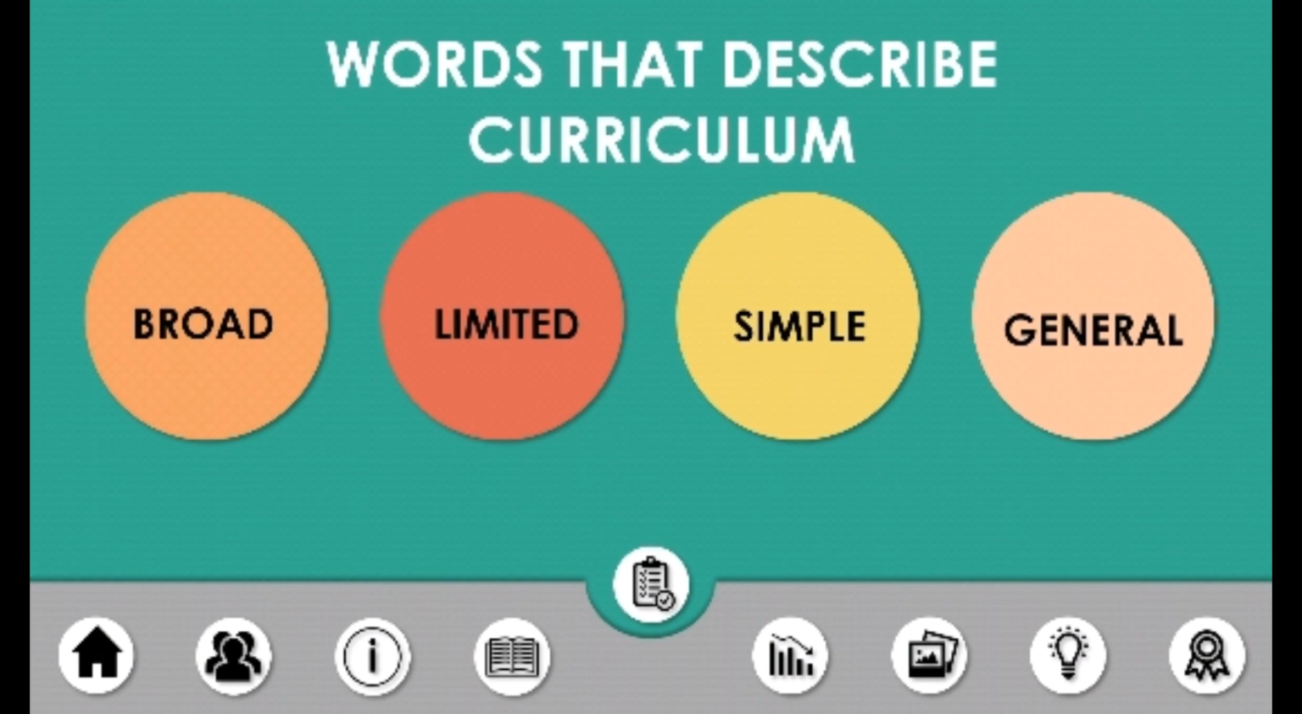So it has to be simple too. And lastly here, it has to be general. It has to be general in the sense that it applies to all the students with that kind of learning needs. So those are the words that best describe the word curriculum: broad, limited, simple, and general.